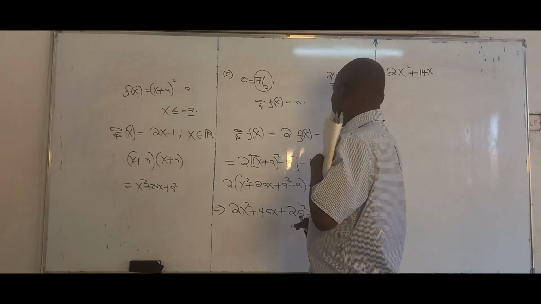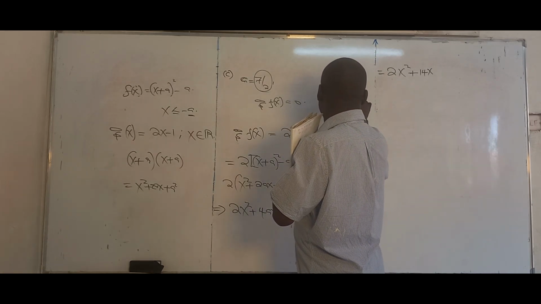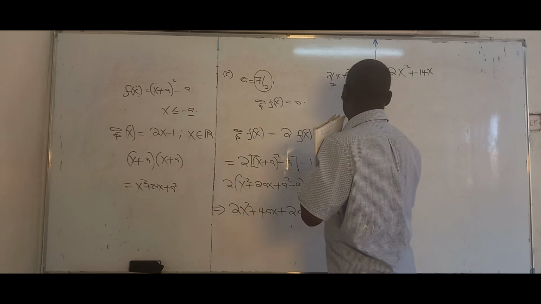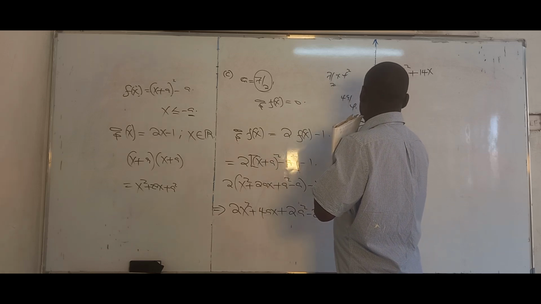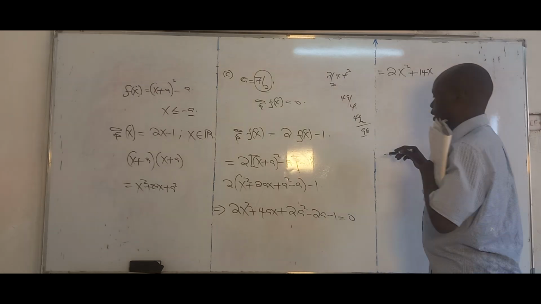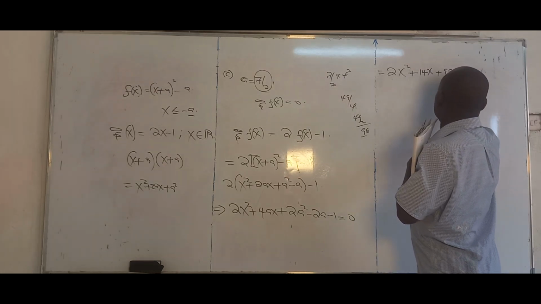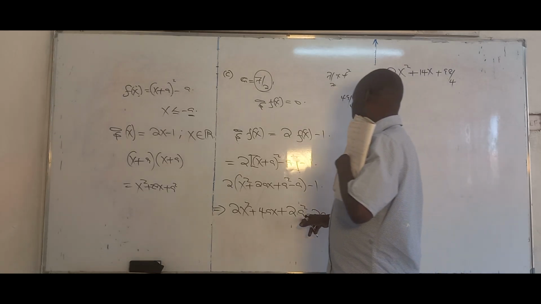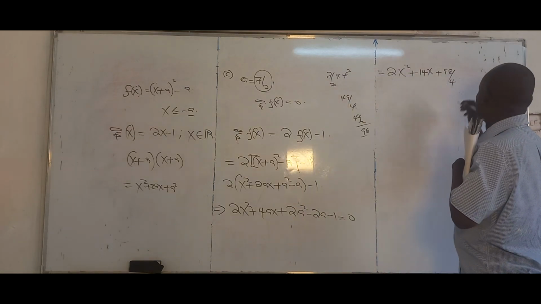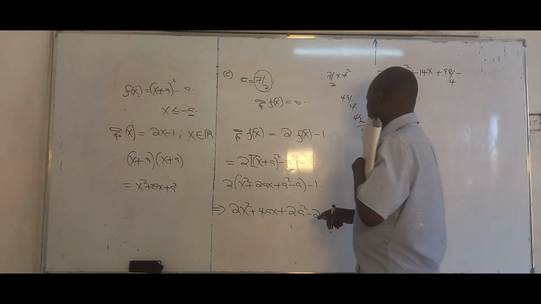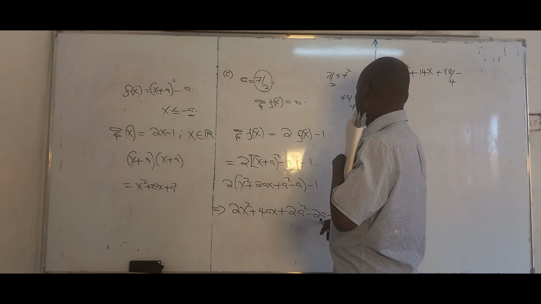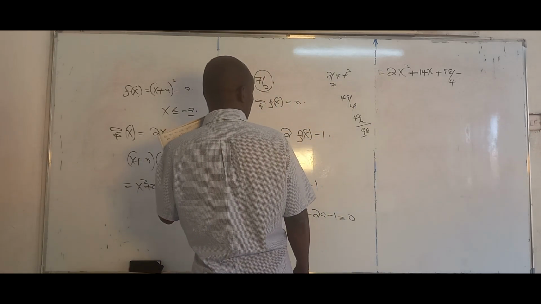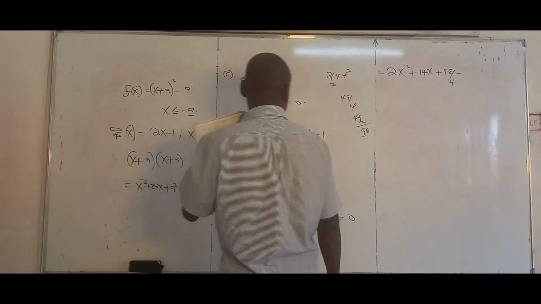Plus A squared will be 49 over 4, times 2. 49 over 4 times 2. So 49 times 2, that's 98. So I'll be having plus 98 over 4, minus 14 over 2.